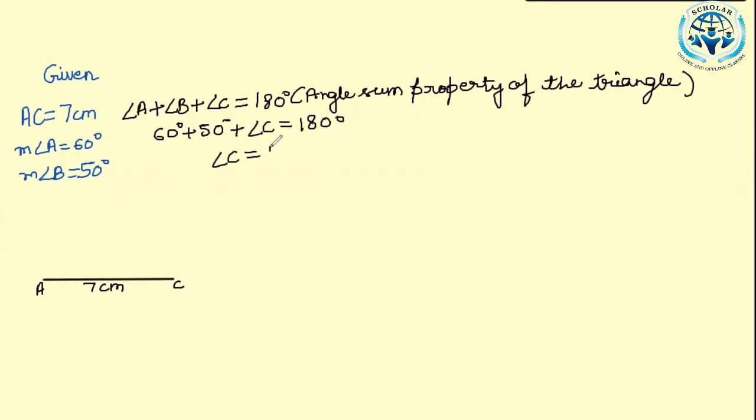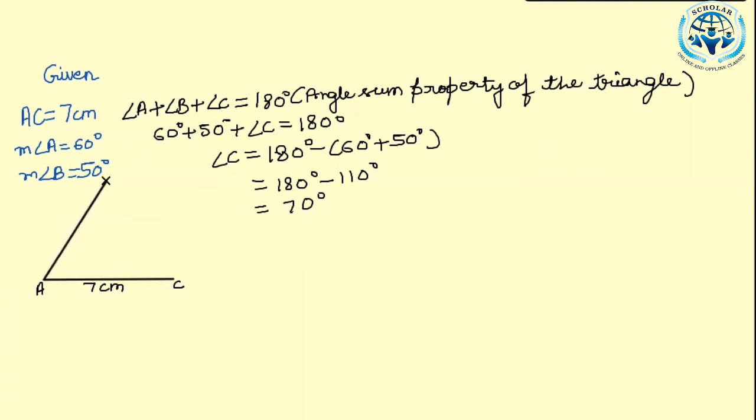Angle C is equal to 180 degree minus 60 plus 50 degree, that means 110 degree. So we will subtract 110 degree from 180 degree and we will get 70 degree. That means angle C is equal to 70 degree. Now all the 3 angles are known and we can draw the triangle easily. On this line we will draw the angle A 60 degree. Angle C is equal to 70 degree. Now we will draw the real figure.